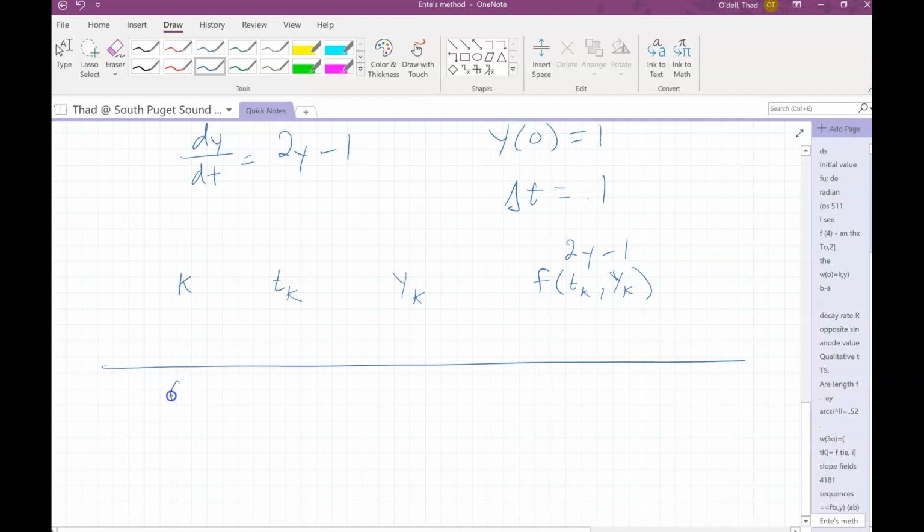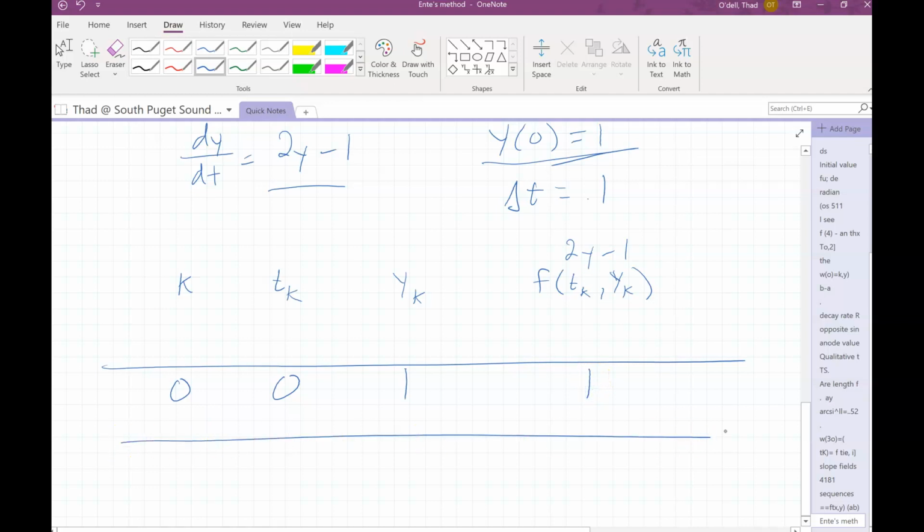So then we're just going to start with 0. So the initial point is going to be this one that's given to us up here. That's going to be 0 for my t and 1 for my y. And so if we evaluate the slope at that point, it's just going to be 2 times 1 minus 1, which would be 1.